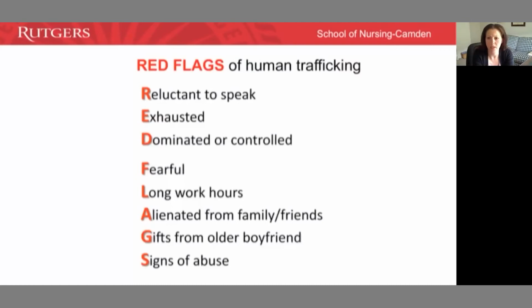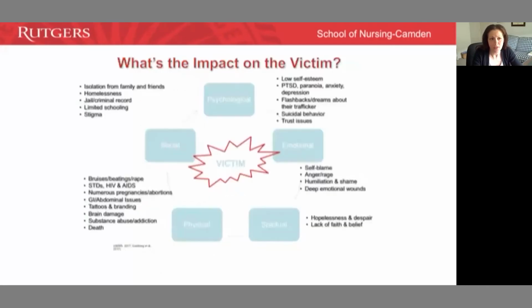They may also have feelings of alienation from family and friends. They receive plenty of gifts from an older age boyfriend, and they also exhibit signs of abuse. The victim is someone of human trafficking or even sex trafficking. This victim enters a vicious cycle of both psychological and emotional distress. There's also spiritual, physical, as well as social abuse.